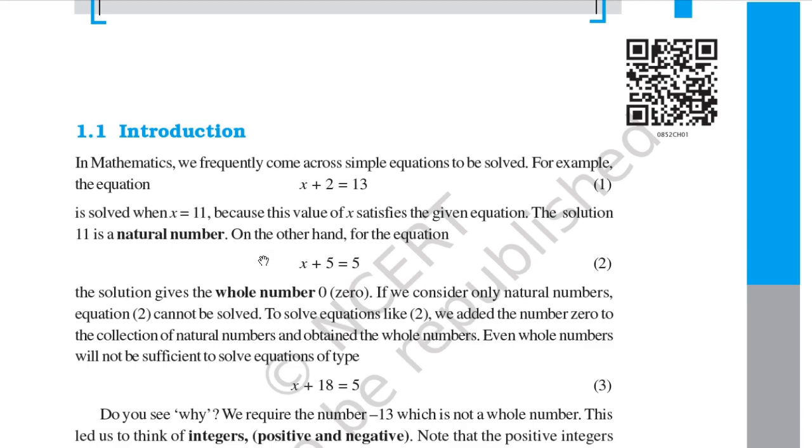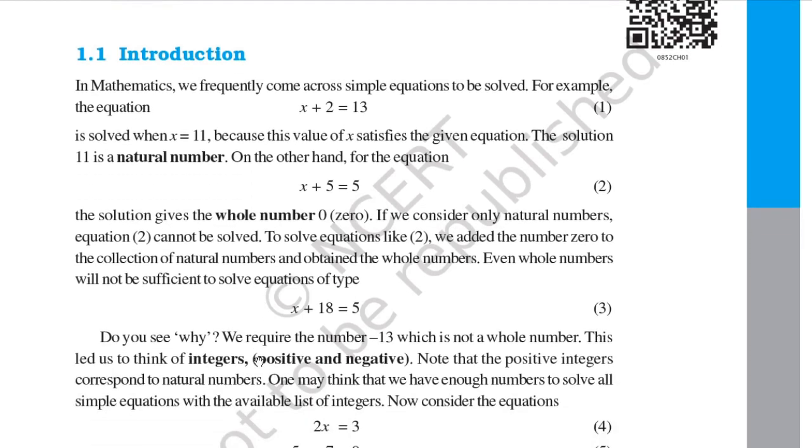On the other hand, for the equation x + 5 = 5, the solution gives the whole number 0. If we consider only natural numbers, equation 2 cannot be solved. When we put any other number other than 0, the equation will not be satisfied. To solve equations like 2, we added the number 0 to the collection of natural numbers and obtained the whole numbers. Even whole numbers will not be sufficient to solve an equation of the type x + 18 = 5. So it cannot be solved.